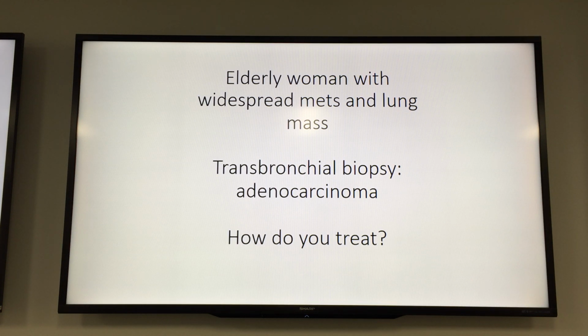Elderly woman with widespread Mets, so there's Mets all over the place, so stage 4 disease, lung mass, and we got a transbronchial biopsy and we found adenocarcinoma. How will this patient be treated? First, we want to know the adenocarcinoma. Where is the primary? Let's say lung. Lung. Yes. So I want to see if EGFR is possible.